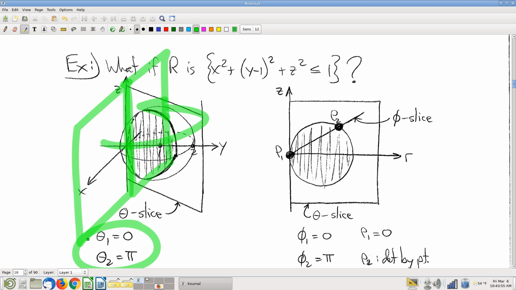Yep. So is the edge at the origin? Yeah. That's right. So the center here, you can see the center is 1 on the y-axis, and then the radius also 1. And so the edge is right there at the origin. That's right. Okay, so 0 to pi.